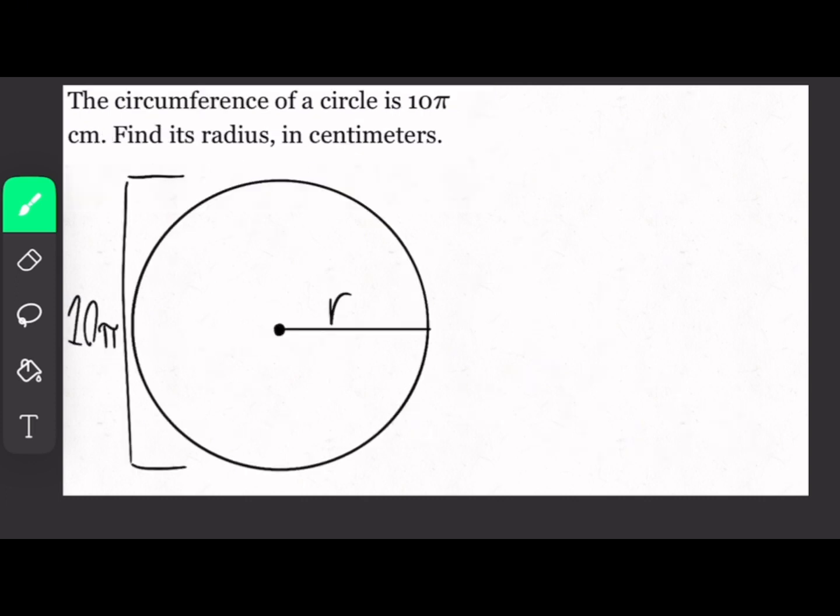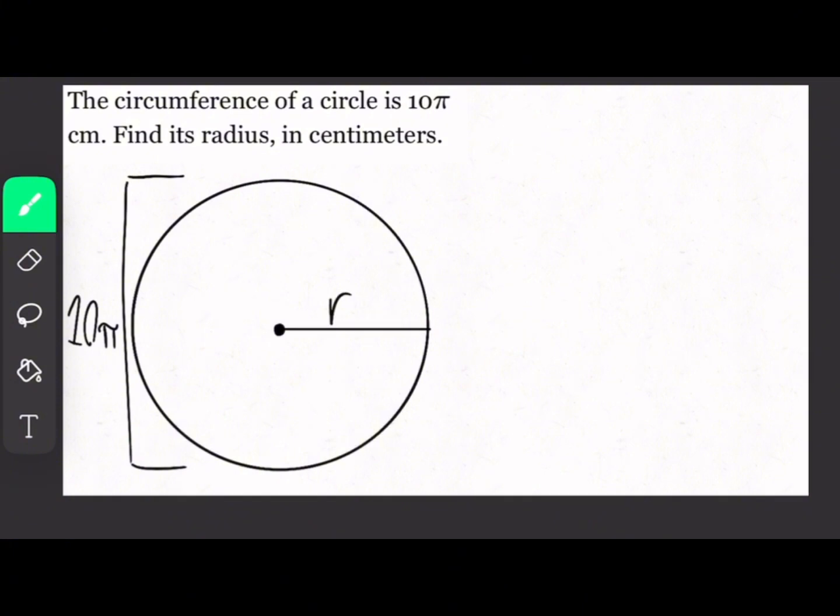Alright, I did draw this one out for you guys, because I thought it would be confusing. So if the circumference of a circle is 10 centimeters, so that means like the entire going around, I guess it's like the measure of the roundness of the circle? I never know how to explain circumference. But if the circumference of a circle is 10 pi centimeters, find its radius.